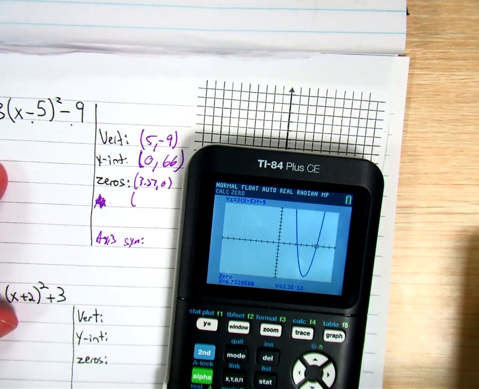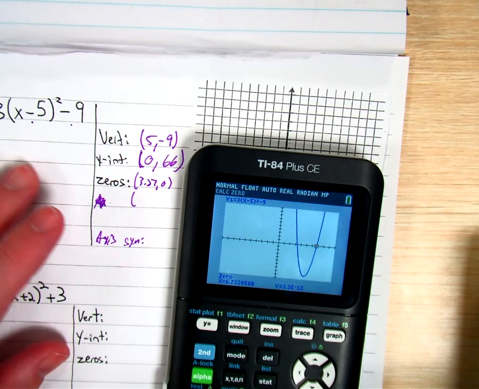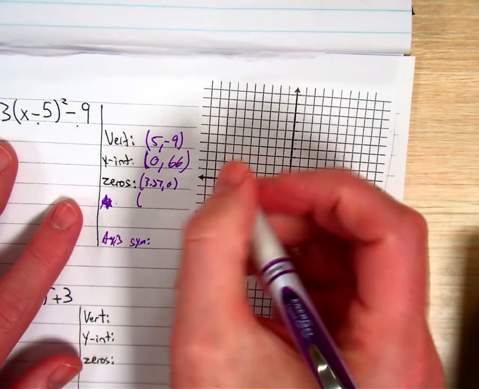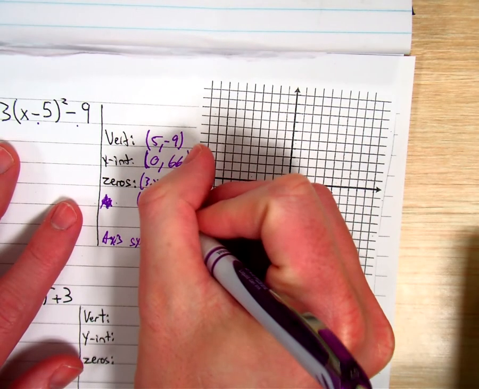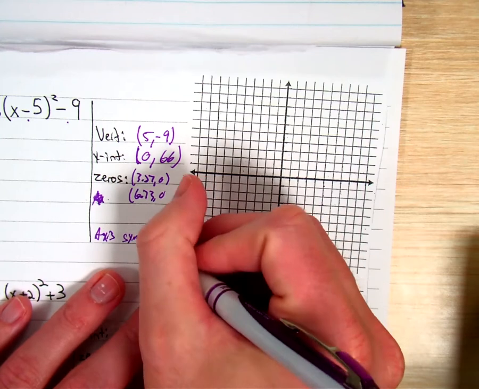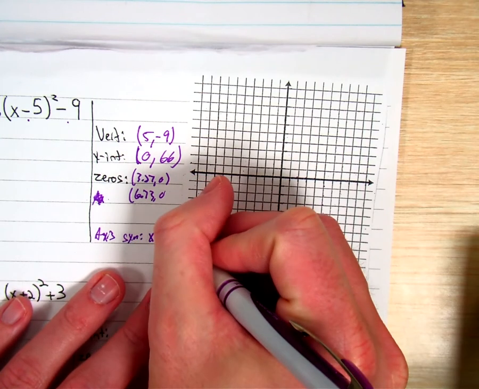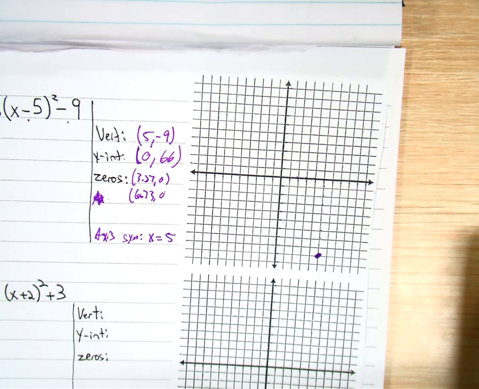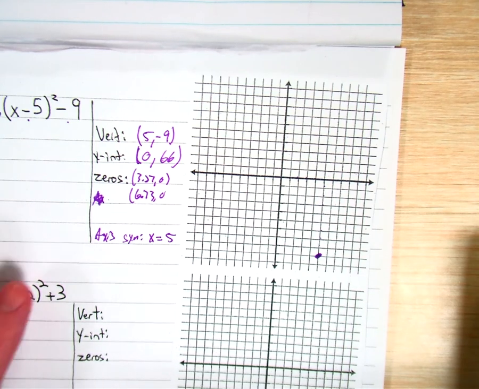So that's like 0.0, that'd be 11 zeros and then a 3. 0.00000000033. Okay? That's basically 0. So 6.73, comma 0. And our axis of symmetry, remember, is always x equals the x coordinate of your vertex. X equals 5. Okay?